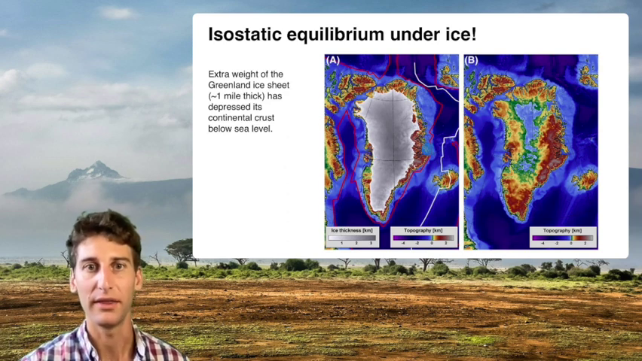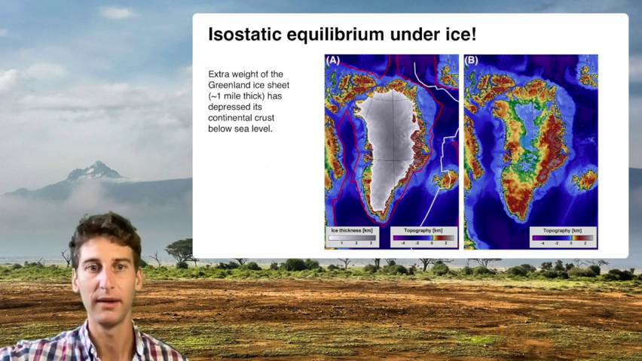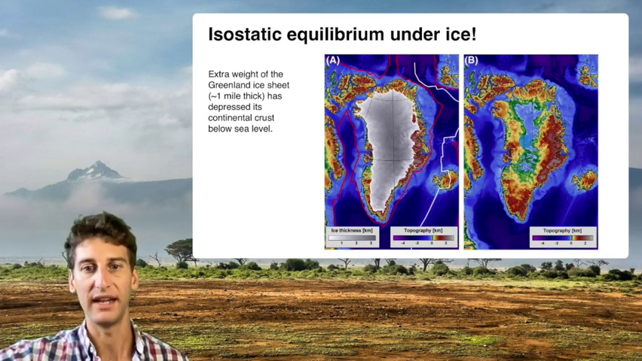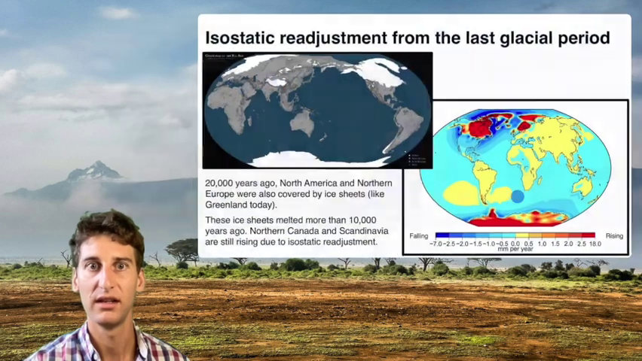And so this has been going on for a long time, and so it's actually depressed the center of Greenland. So this is what Greenland looks like without any ice on top. All this part in the center would be below sea level because you have this extra weight pushing down, and so this whole block of lithosphere is readjusting. It's being pushed down, and so that's why the center of Greenland is below sea level.